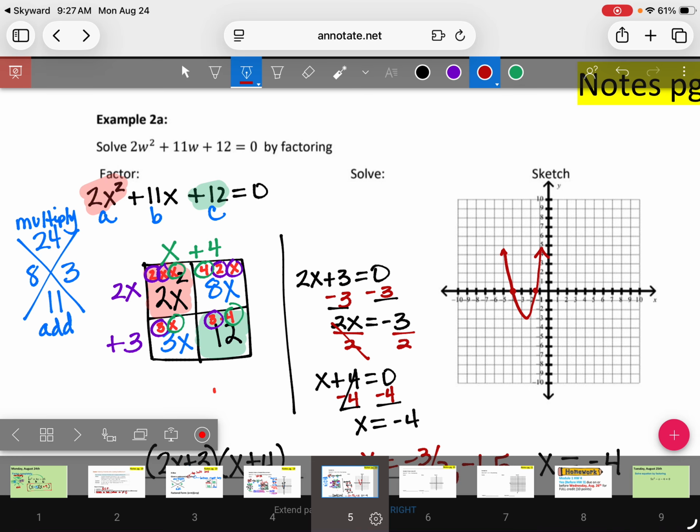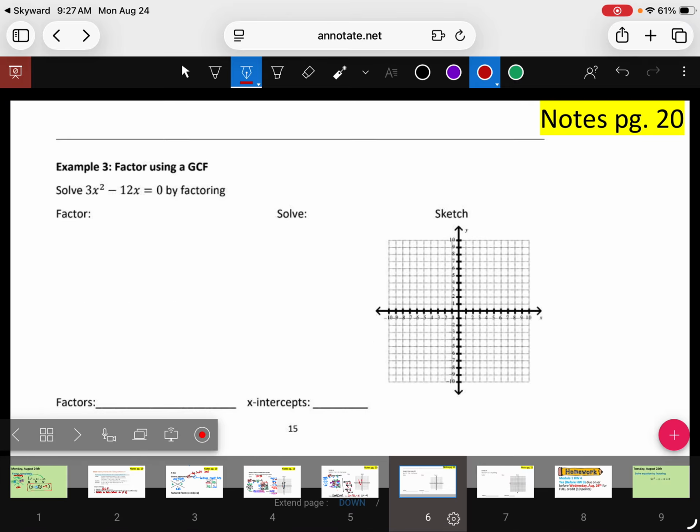All right, just 2 more and then we will end there for today. The next 2 though, we don't have to factor with a box. All we have to do is take out our greatest common factor, because remember, that's the first step in factoring. So looking at example 3.